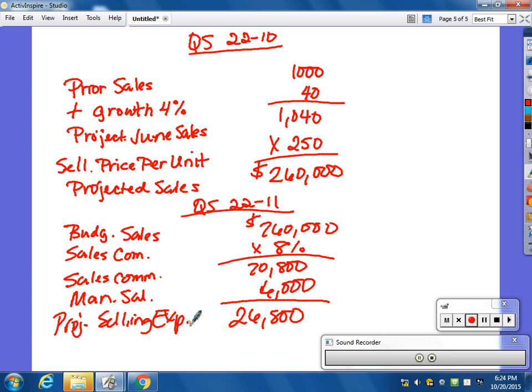All right, last one for the goal. Quick Study 22-12. Refer to information from Quick Study 22-10, assume 60% of gross sales are for cash, the remaining 40% are credit sales. These customers pay in the month following the sale. Complete the budgeted cash receipts for June.